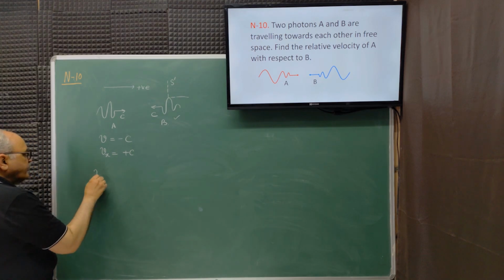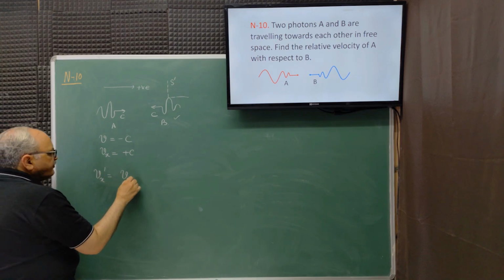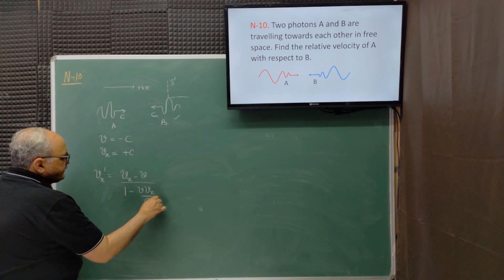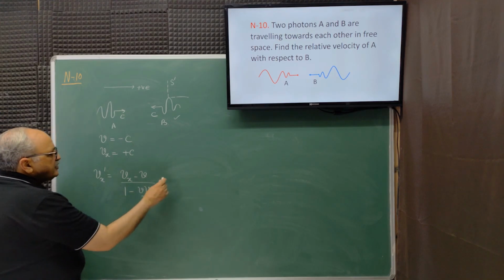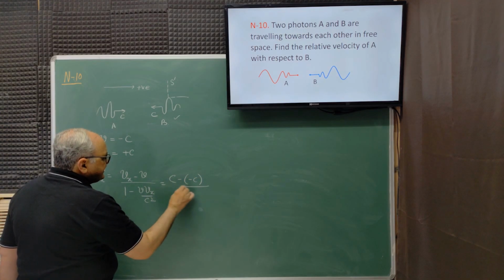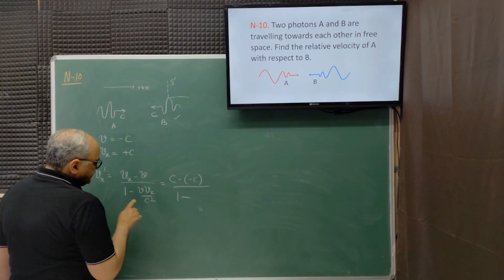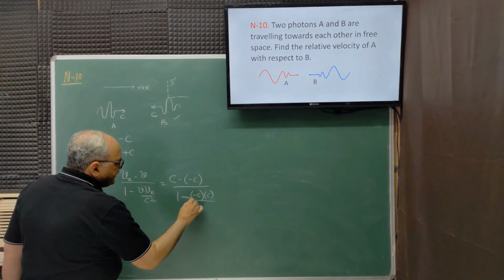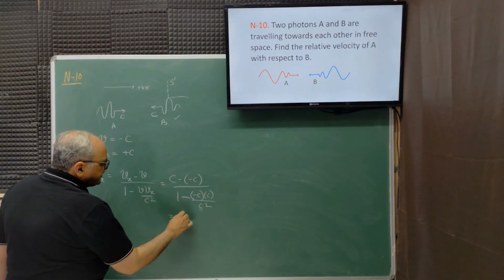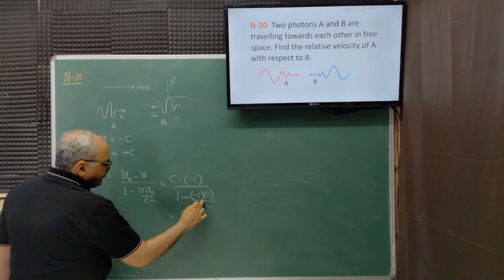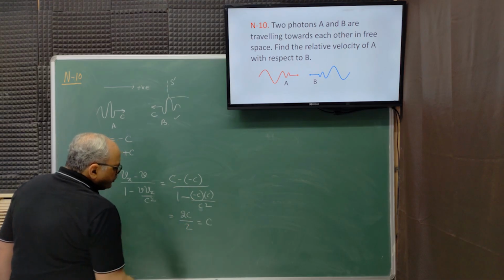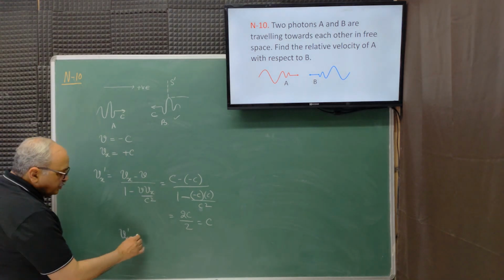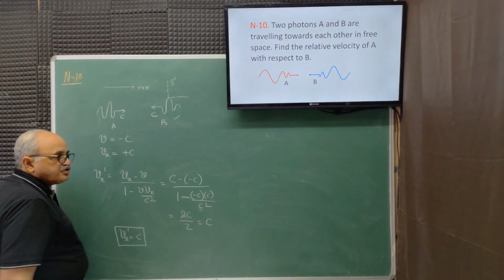So from our transformation equation for velocity, vx = (vx' − v) divided by (1 − v vx'/c²), we can write vx equals (c + c) divided by (1 + c²/c²). So this makes it 2c divided by 1 plus 1, that is 2, and this comes out to be c. That means the velocity of A with respect to B is still equal to c.